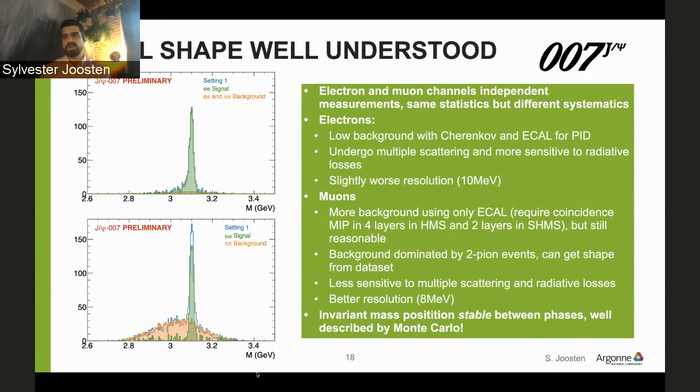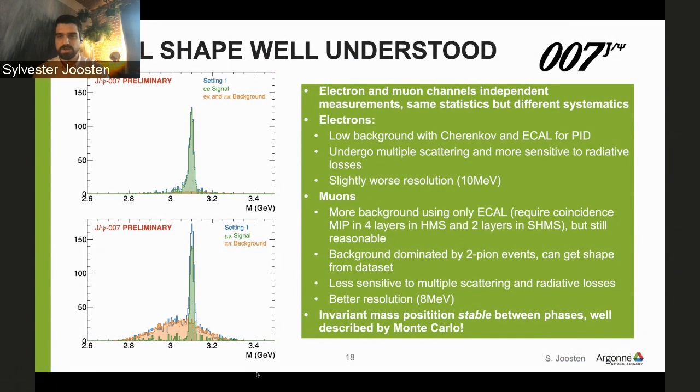For muons, there is more background, of course, because to do this measurement, especially to do it for all the phases, we can't rely on any of the Cherenkov. So we really have to use the calorimeter system, where we have four layers in the HMS and two layers in the SHMS, to try to distinguish them from pions, which works surprisingly well.